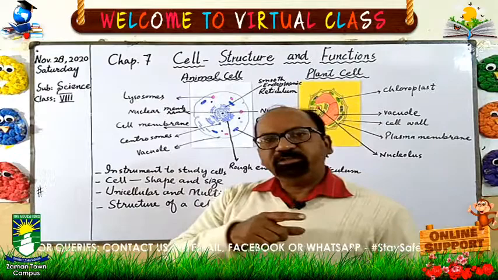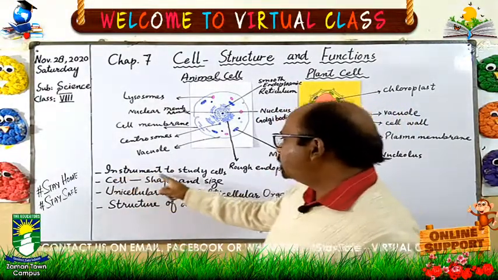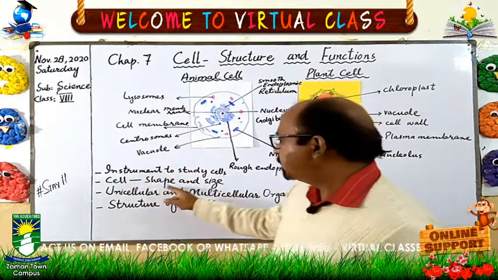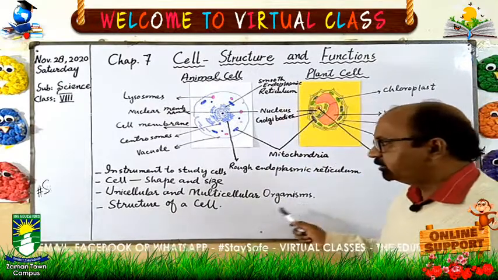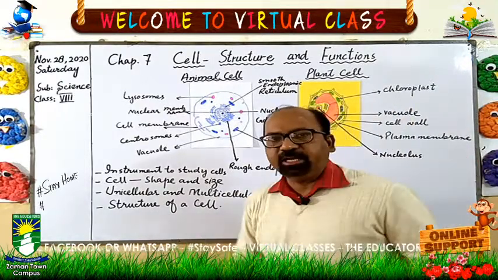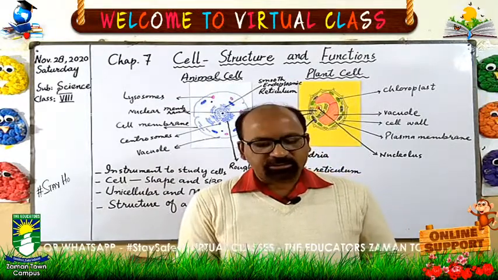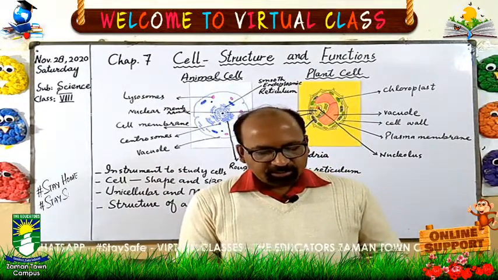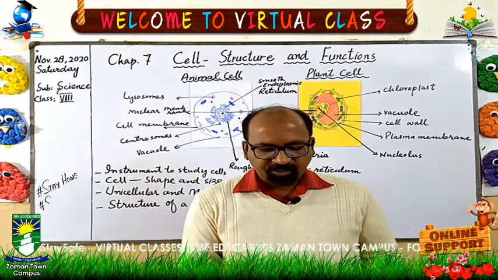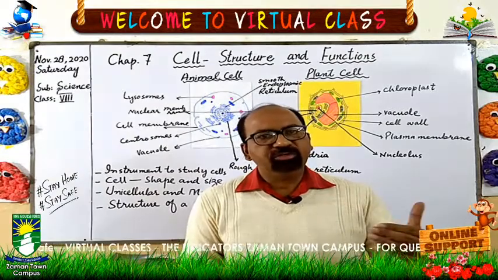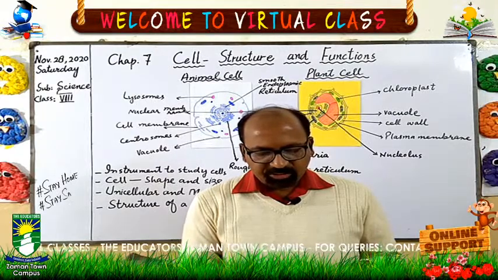So the topics which we will discuss today are instruments to study cells, cells shape and size, unicellular and multicellular organisms, and structure of cell. So open your books at page number 86. Here, the instrument to study cells. Introduction, you will read the introduction which I have given you right now. This is the introduction. Now we will start instruments to study cells.